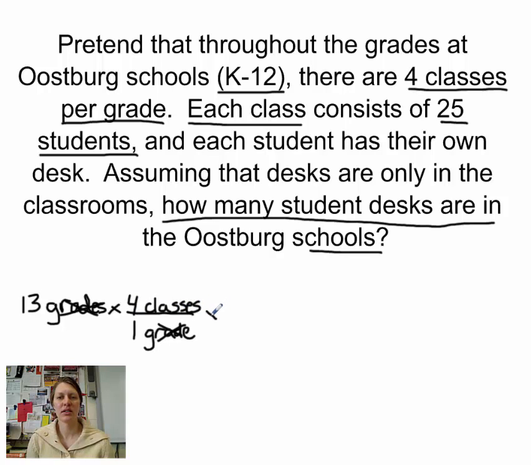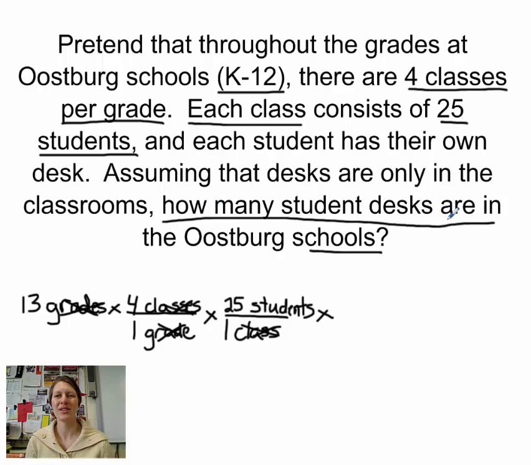So now as I keep on looking, I have to find some other kind of ratio that I can cross classes out. So if I look back into the word problem, it says each class consists of 25 students. So there's my ratio right there. 1 class and then 25 students. So cross my units out, and now I'm left with students, and I'm not quite there.